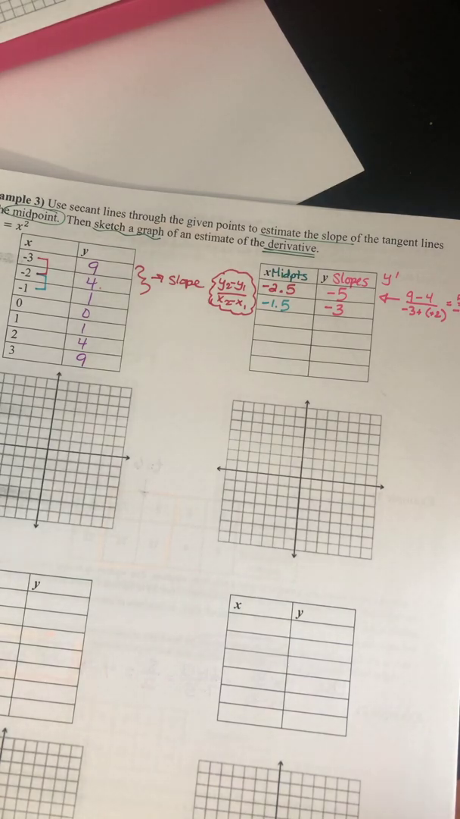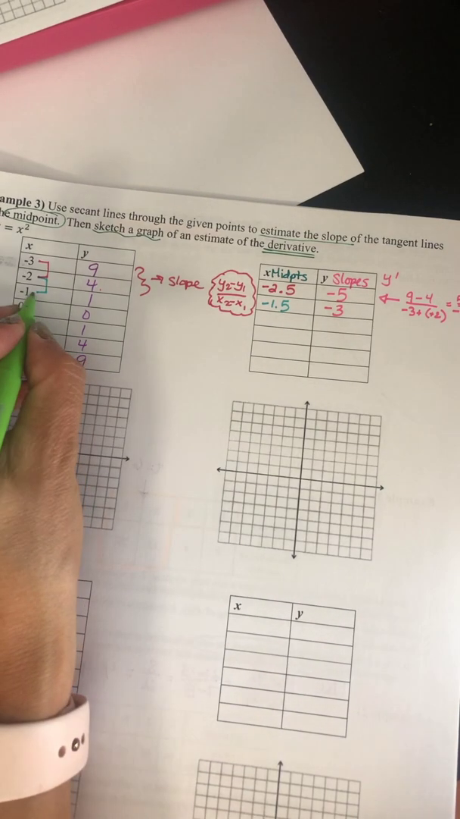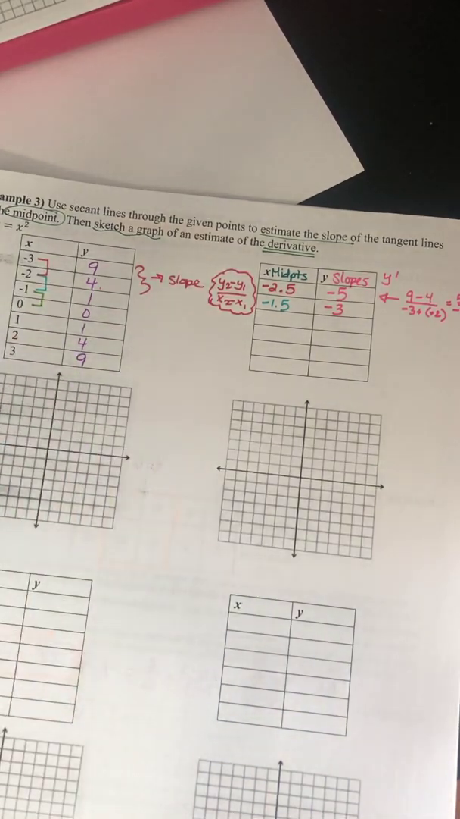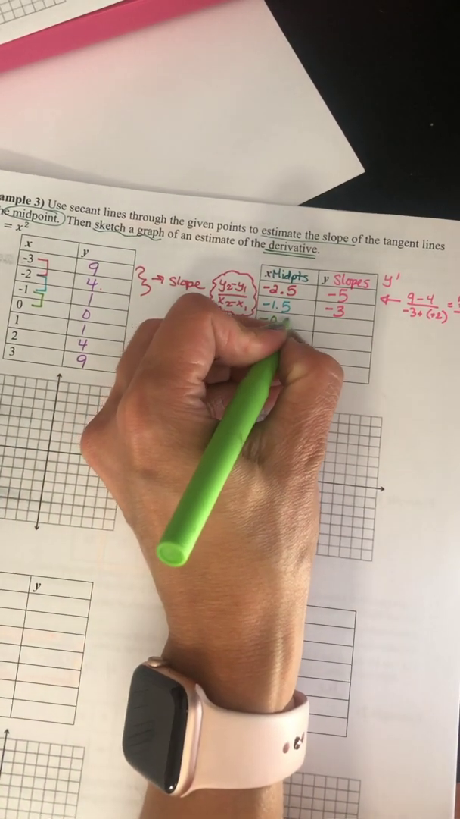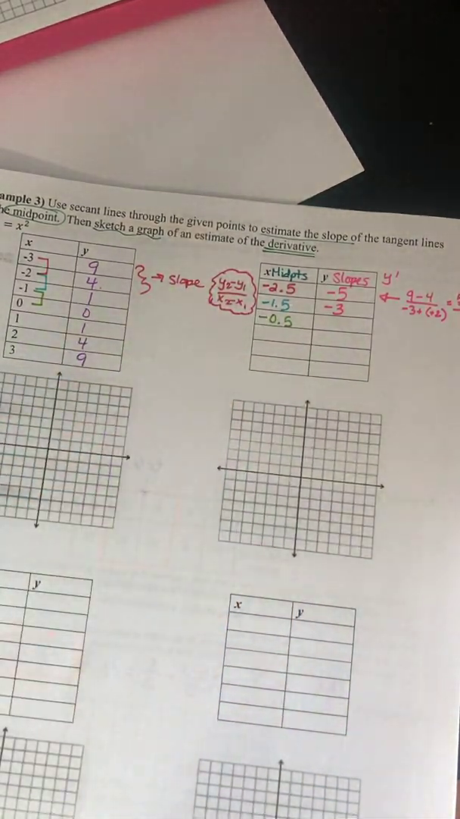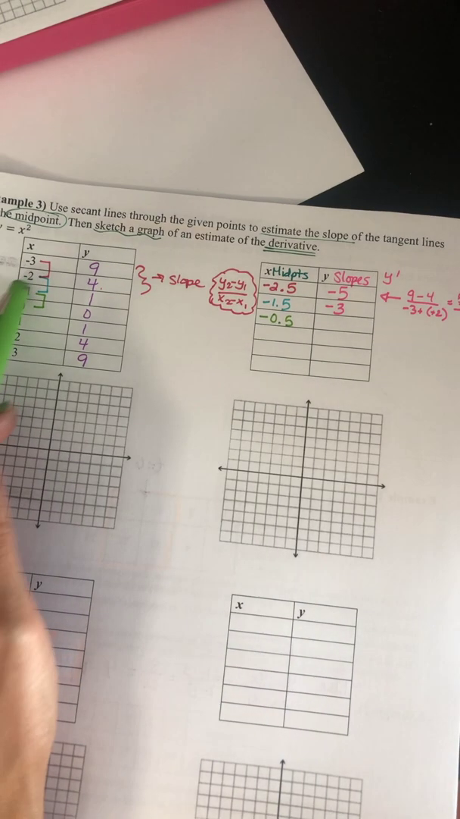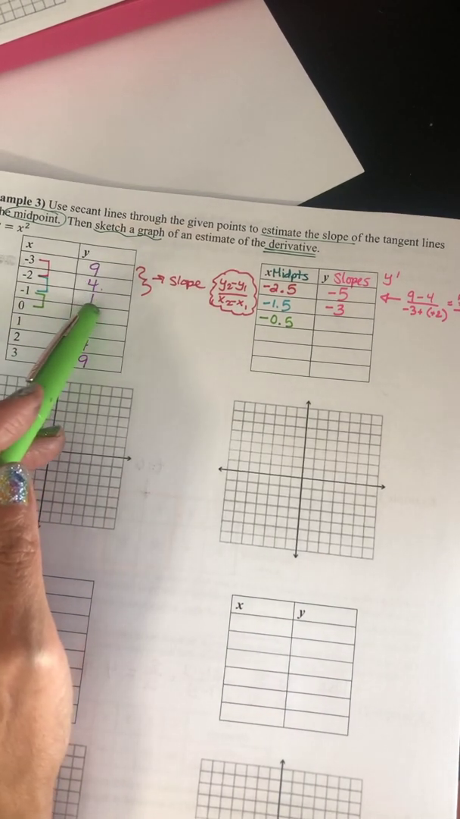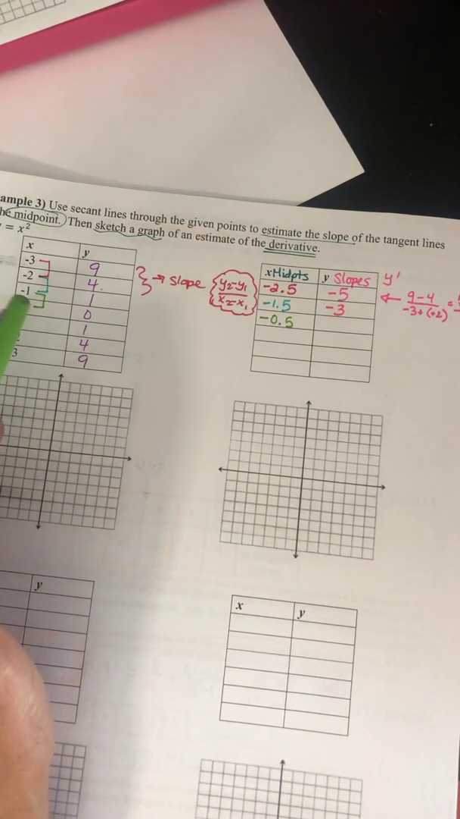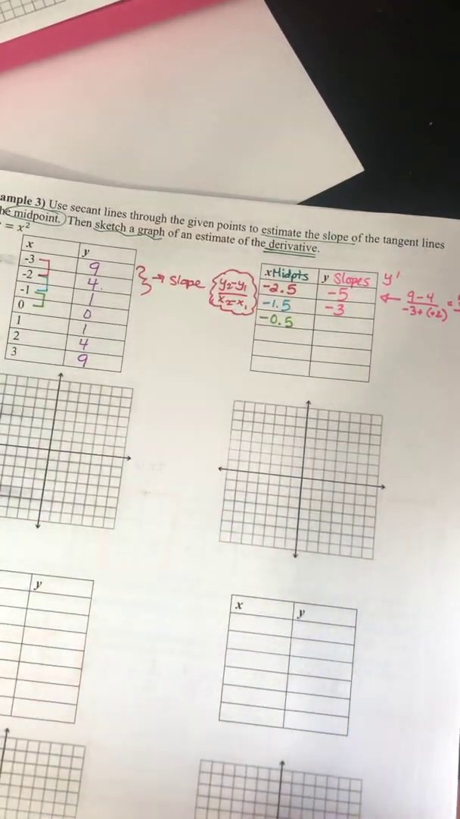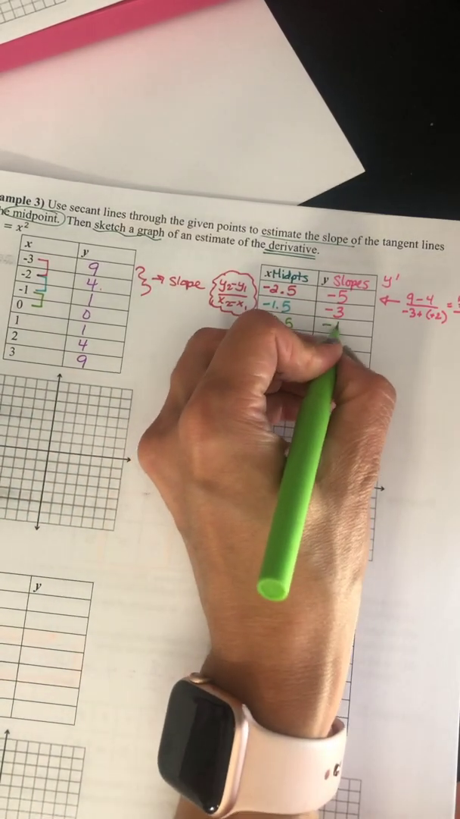All right, next one. So now I need the midpoint between -1 and 0. Well, halfway between 0 and -1 is -0.5. Okay. And using the slope formula on those 2 points, it would be 1 minus 0, which is 1. Keep that in your head. And then over -1 minus 0. So 1 over -1 is -1.